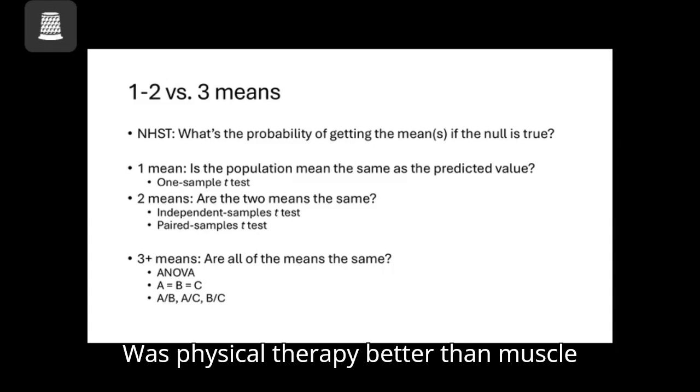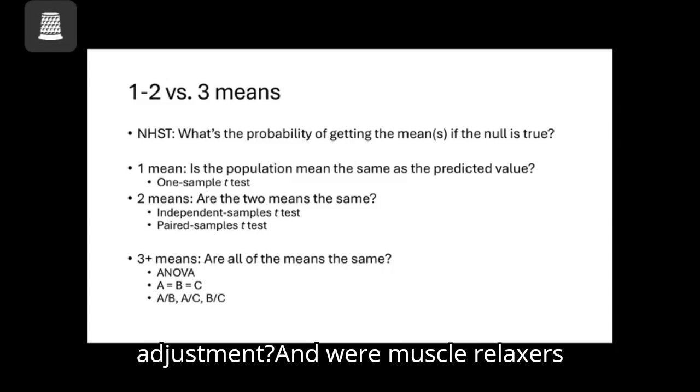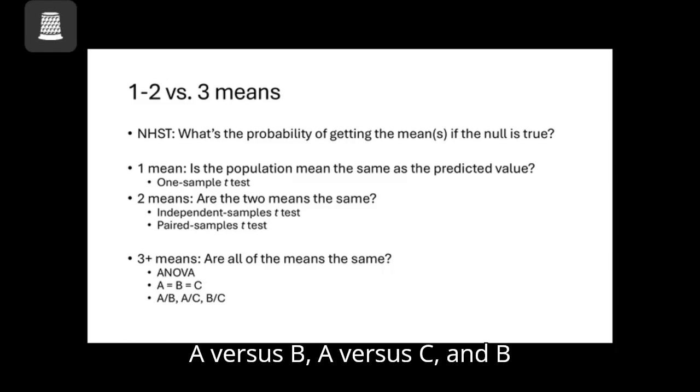Was physical therapy better than muscle relaxers? Was PT better than chiropractic adjustment? And were muscle relaxers better than chiropractic adjustment? So for the 3 groups, we want to compare A versus B, A versus C, and B versus C. The test we use for multiple means is called ANOVA, or the analysis of variance.